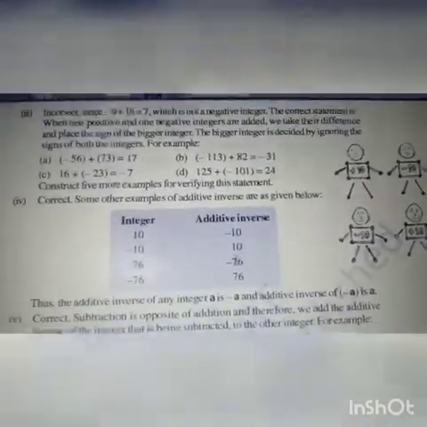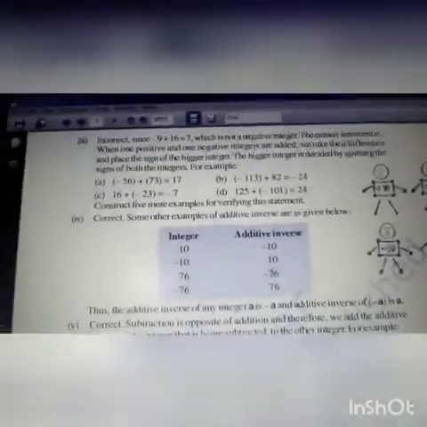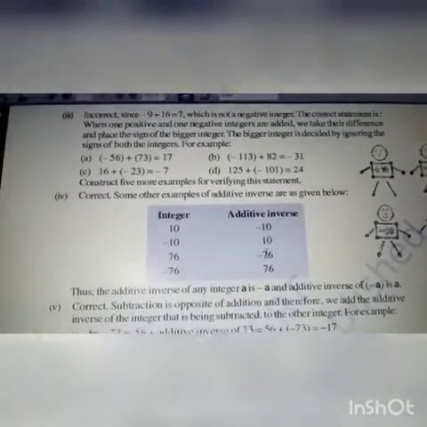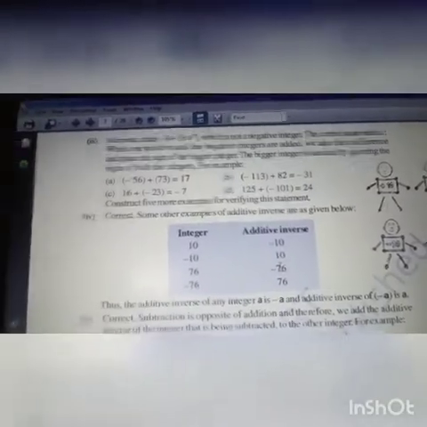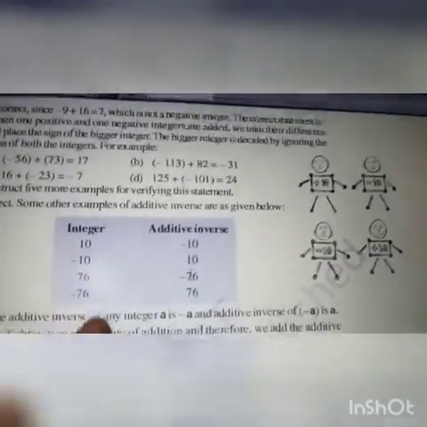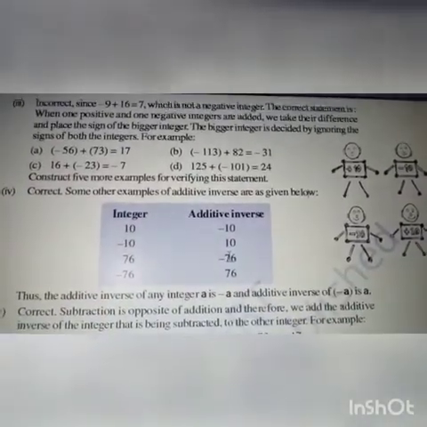What is meant by additive inverse? Inverse means what? Opposite. Right. If plus is given, you should write the answer as minus. Plus 5 becomes minus 5. Minus 5 becomes plus 5. That is the additive inverse. They have given more problems. You can read all those things.